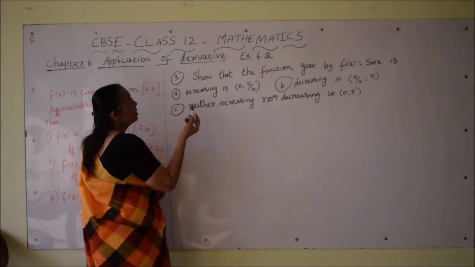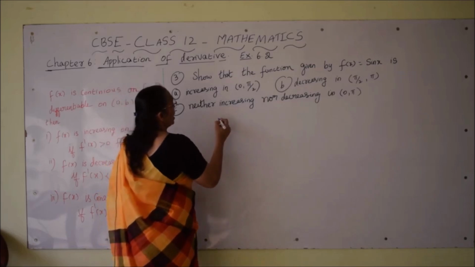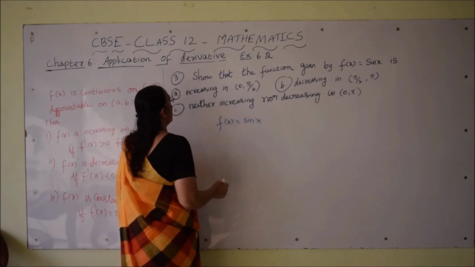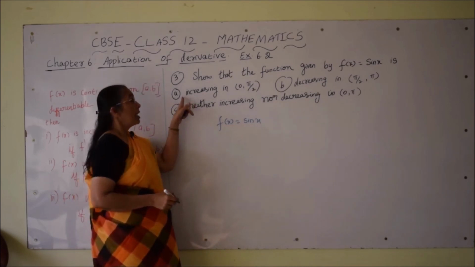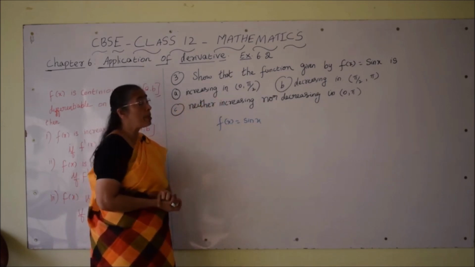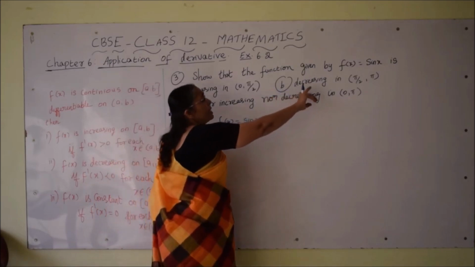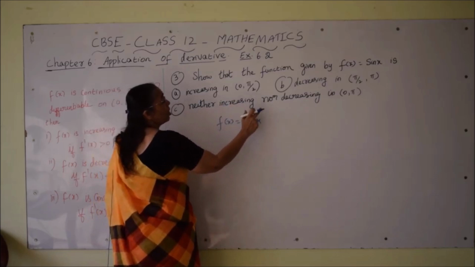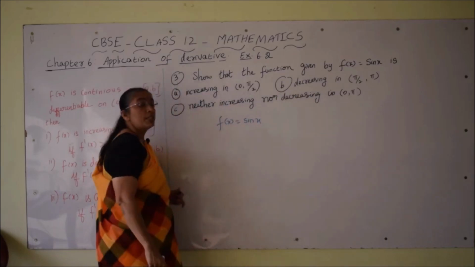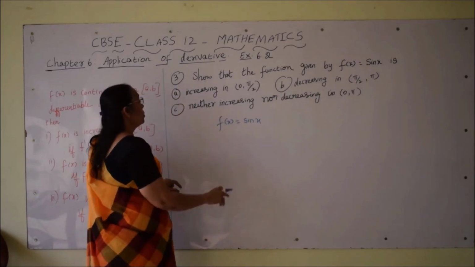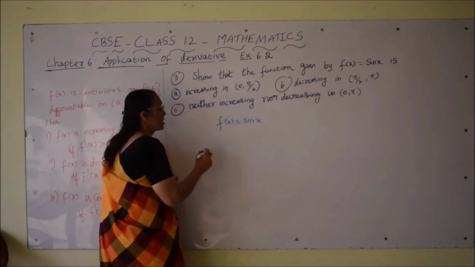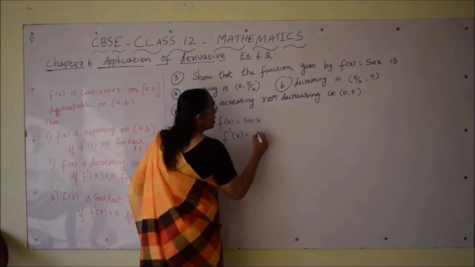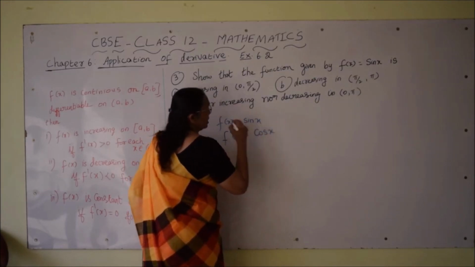Question number 3: show that the function f(x) = sin x is, first, increasing in the interval (0, pi/2), second, decreasing in the interval (pi/2, pi), and third, neither increasing nor decreasing in the interval (0, pi). So, first, f(x) = sin x. Let us do its differentiation. f'(x) is nothing but the derivative of sin x, which is cos x.